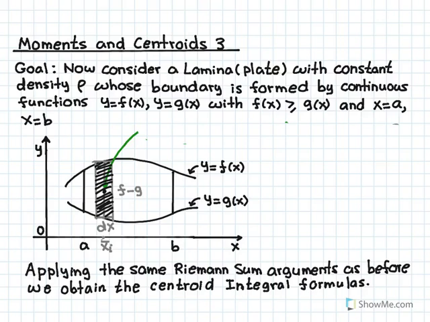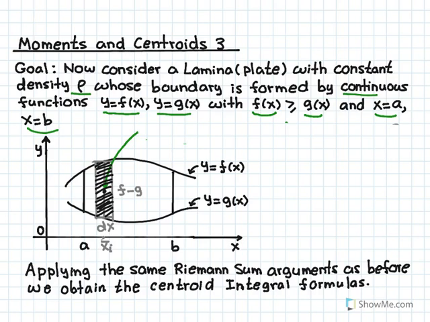In this video, we're going to look at another example of moments and centroids. Consider a lamina with constant density rho, whose boundary is formed by continuous functions y equals f of x, y equals g of x, with f of x larger or equal to g of x, and x equals a, x equals b. So let's start our analysis by looking at one of these rectangles, and then we're going to develop the formulas for the mass of the region, for the moment with respect to the y-axis, the moment with respect to the x-axis, and of course the centroid formulas x bar and y bar.